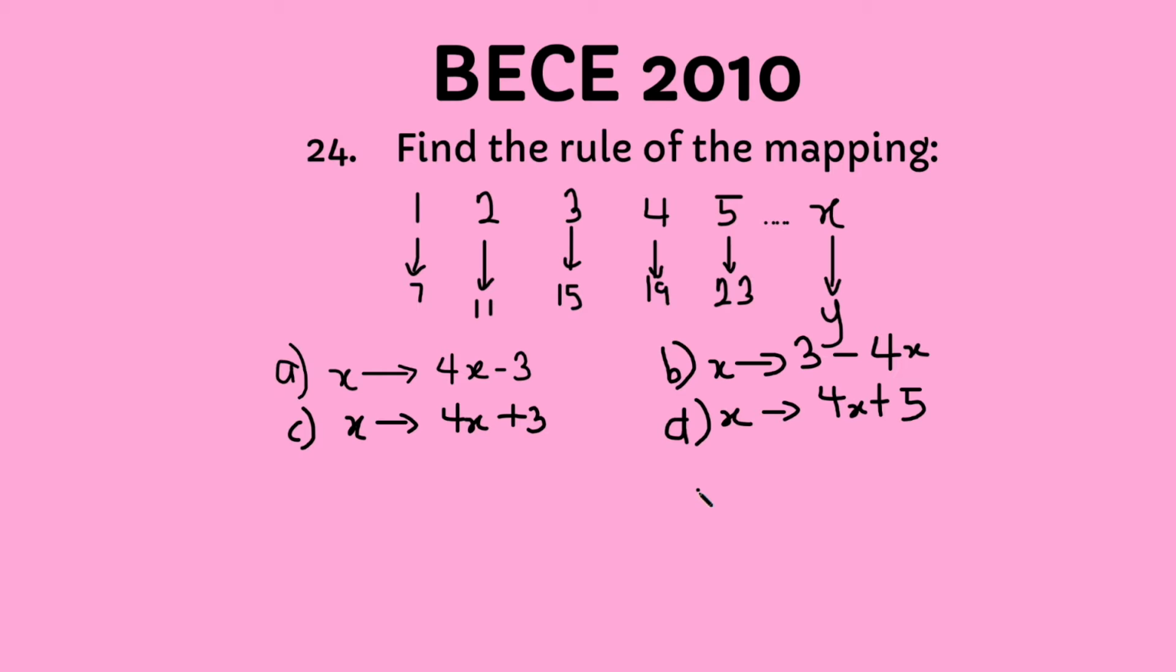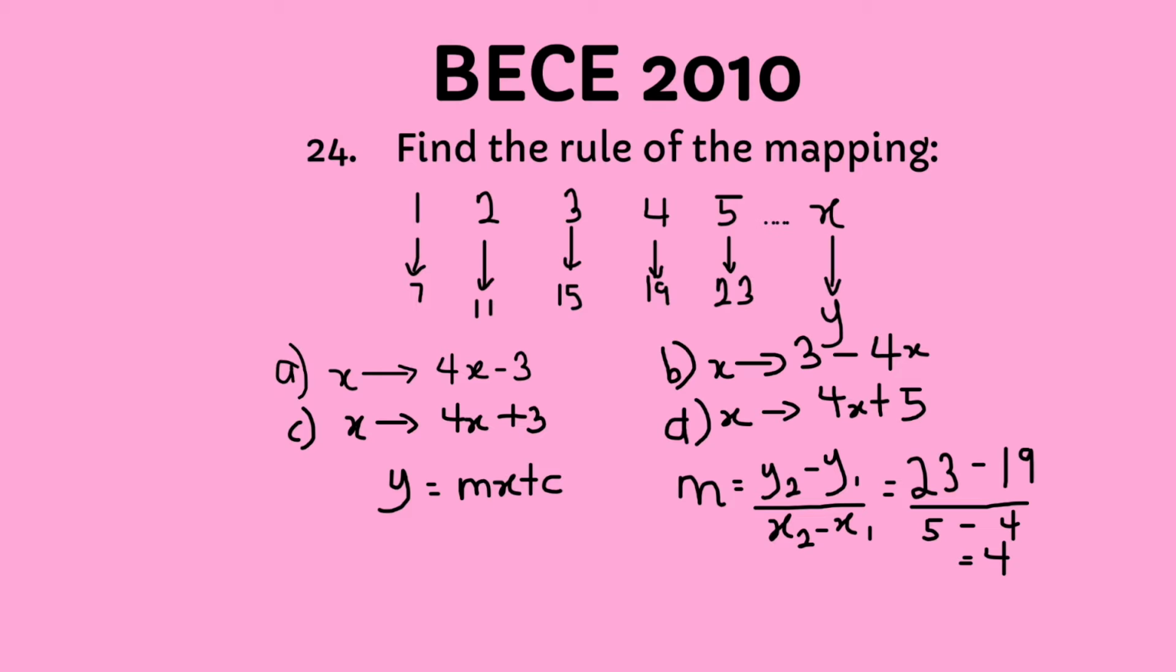We have to find the rule of the mapping. We have here the mapping, and we have to find its rule. Our basic key to solving this question is y equals mx plus c. We have to solve this to get the rule of the mapping. First is our gradient m. First, we're going to solve for m. To find m, we have to find y2 minus y1 over x2 minus x1. So we would pick any of the values.